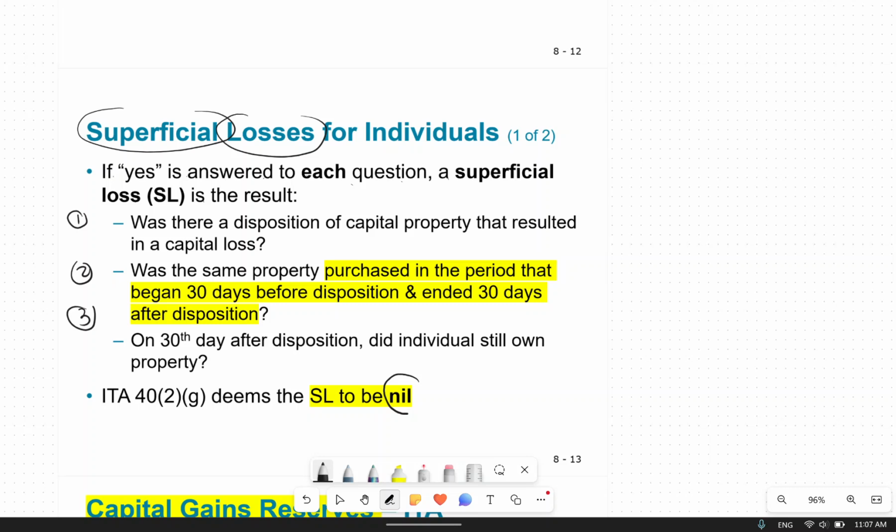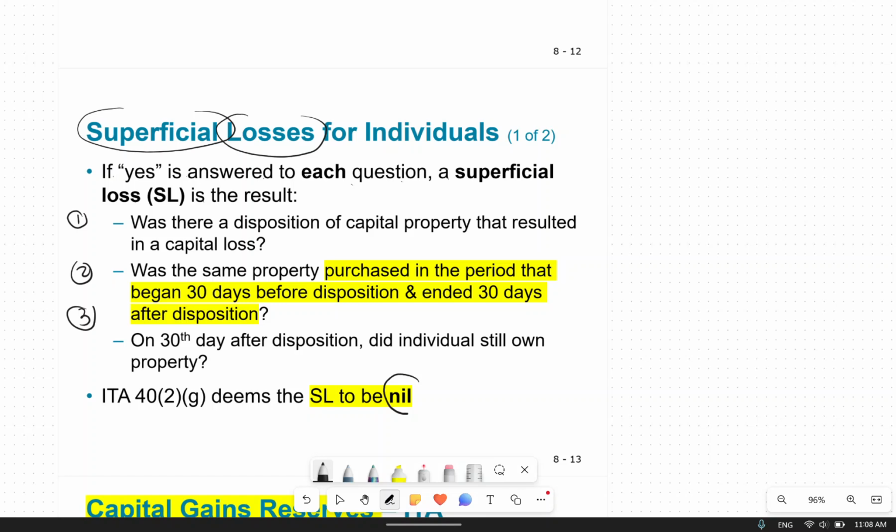Was the same property purchased in the period that began 30 days before the disposition? That means you own the property within the 30 days. So if you did that, they ask, was the same property purchased in the period that began 30 days before the disposition and 30 days after it? If that's the case, then it's called a superficial loss.